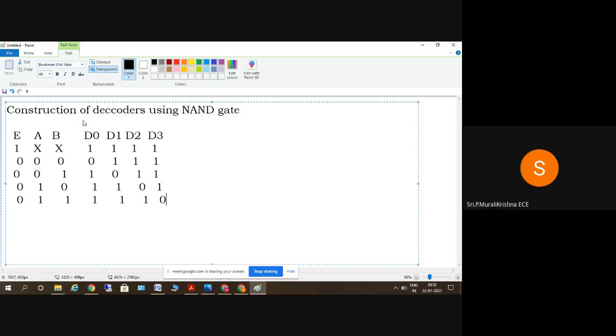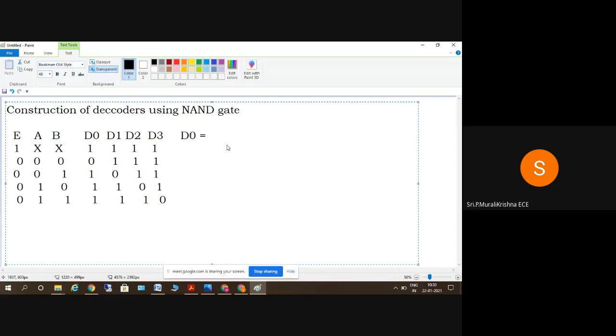Yes, sir. So this is the truth table. Now I have to draw the diagram for this. What is the value of D naught we'll get here? The same thing, but instead of checking for ones, we'll check for zeros. We'll check for zeros in the case of D naught, D1, D2 and D3. They are the same things; they will not change.